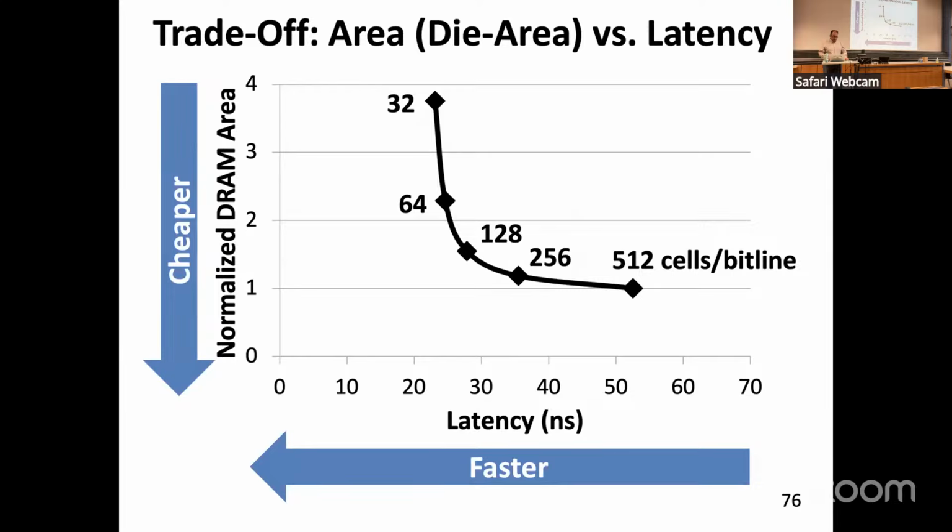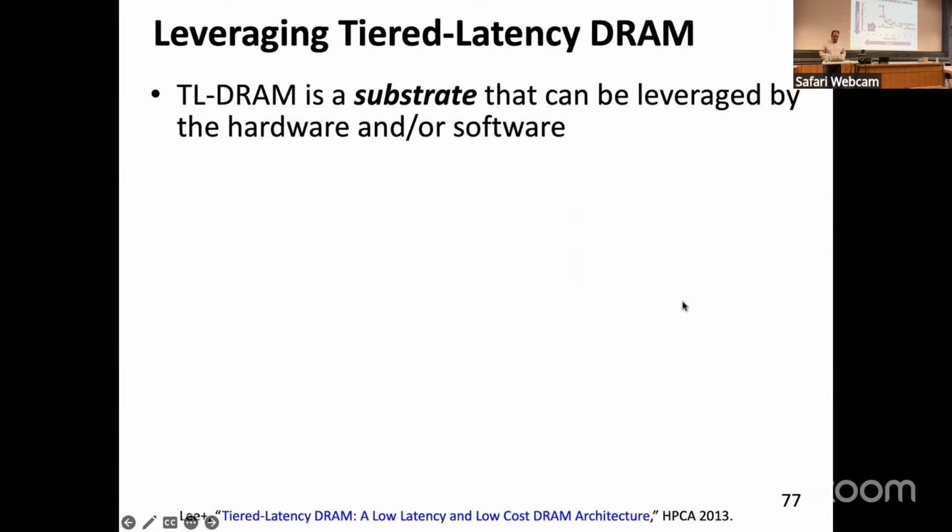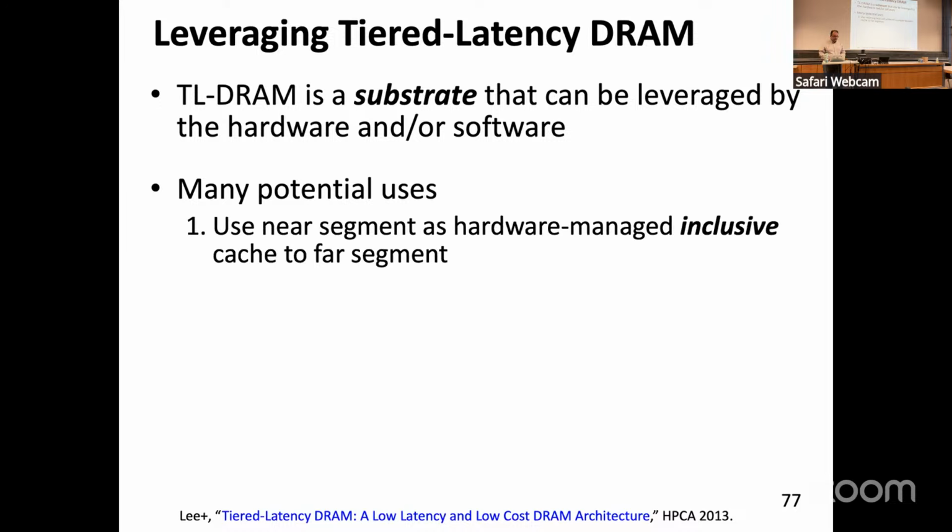Okay, so with this technique, we are trying to be somewhere here in the near segment, and we are also somewhere here in the far segment, essentially. So this substrate can be leveraged for different use cases. Some of them would be to use the near segment as a hardware-managed inclusive cache to the far segment. So you can consider that the near segment can be used as a cache of your far segment, but this is considered an inclusive cache, meaning that whatever I have in my near segment, they exist in the far segment as well, because this is an inclusive cache.